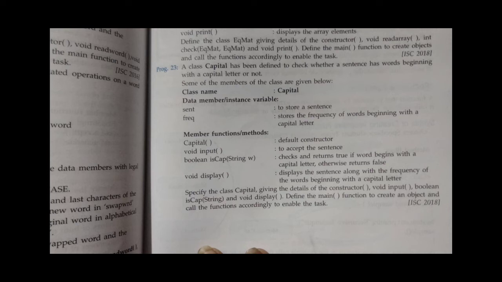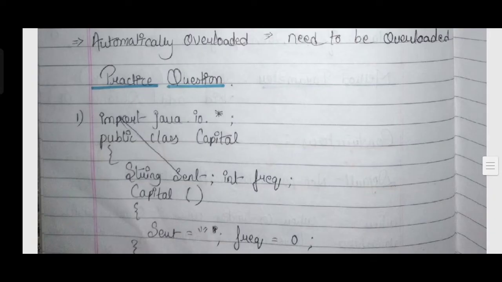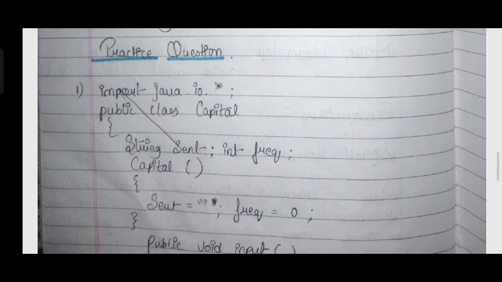This was the question of ISC 2018. So let's see its answer. So import java.io. We are using this package just because we have to accept a sentence. Public class Capital. String sent and int frequency. So we have declared a constructor here to initialize the values of sent and frequency. As we know, in the question it was given it will be a default constructor, and I told you earlier that a default constructor is a constructor to initialize any of the variables with their default values. So here we initialize the variables by their default values. So frequency will be 0 and sent will be null.